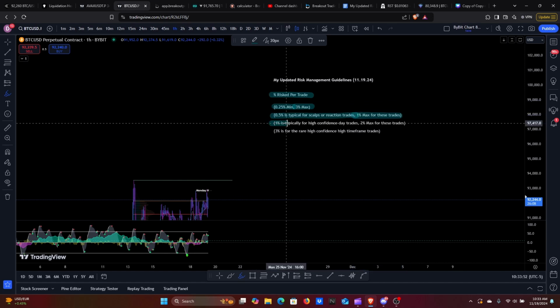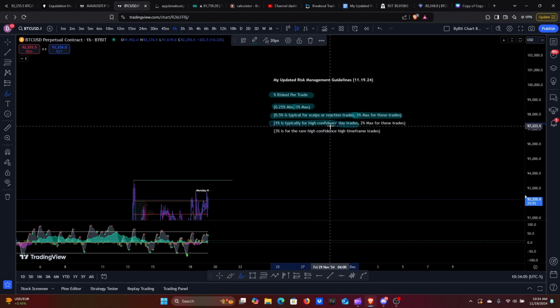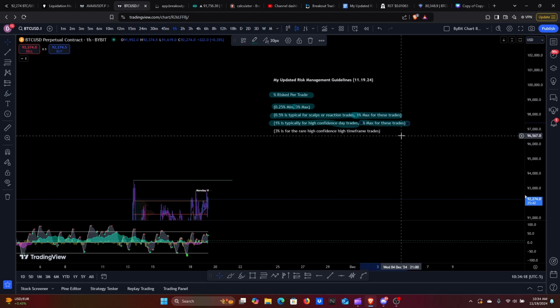A 1% risk is typically for higher confidence day trades. So high confidence, also not exactly like a scalp. I'm not looking at the 1 minute. Maybe I enter on like the 1, the 2, the 3, the 5, but my overall idea is based on the more midterm time frames. And I will risk a maximum of 2% of my trading capital for those kinds of trades.